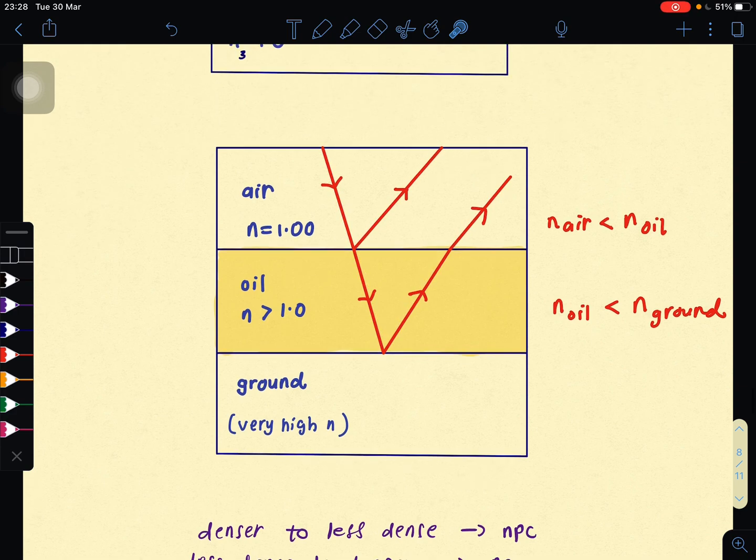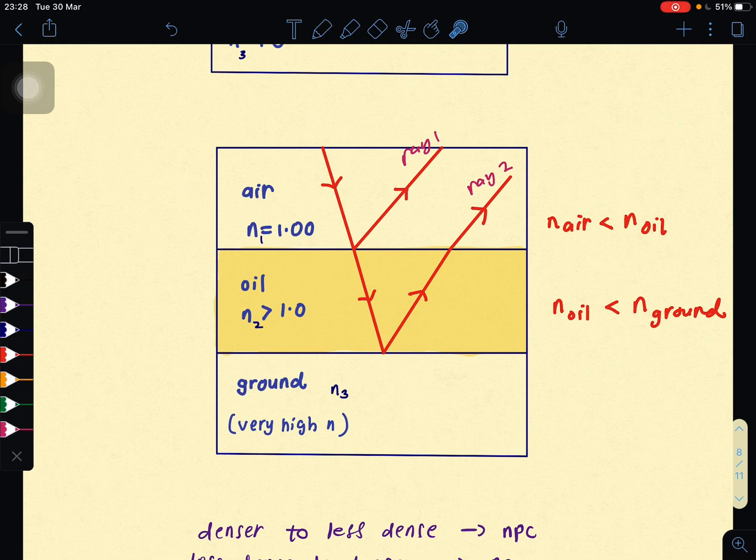Okay, so air we know that N is equal to 1, oil dia punya N always larger than 1, and then ground, okay, refractive index there is very high. Okay, I'm not really sure what is the exact value, but because it is a ground, it will be very high. Okay, so we have ray 1 and then ray 2, and then here, okay, label dahulu this one N1, N2, this one N3.